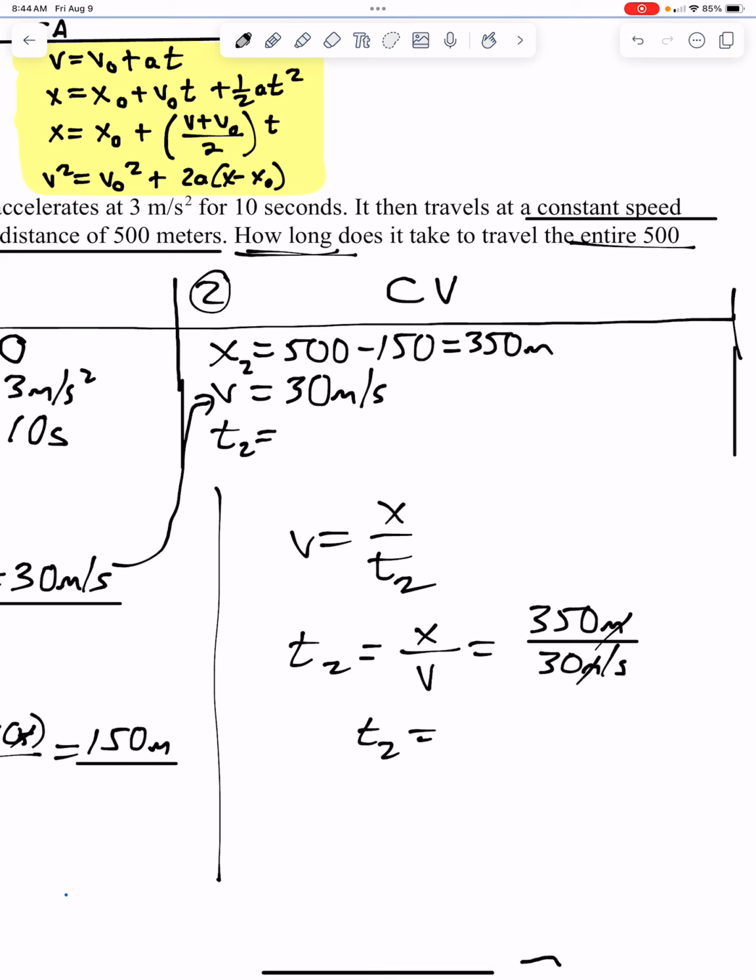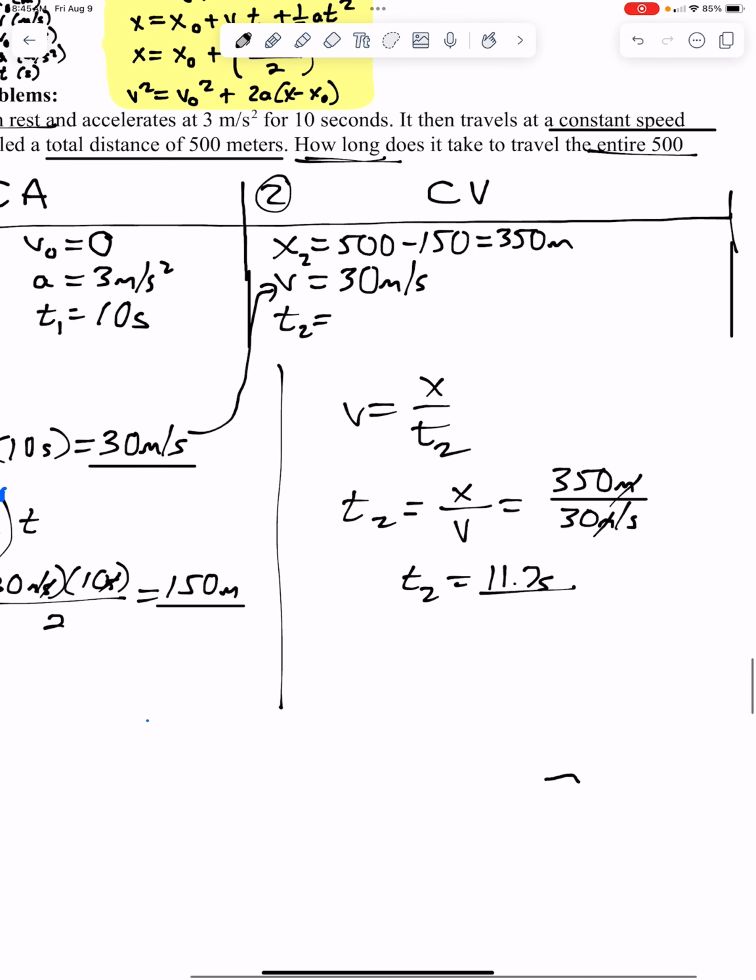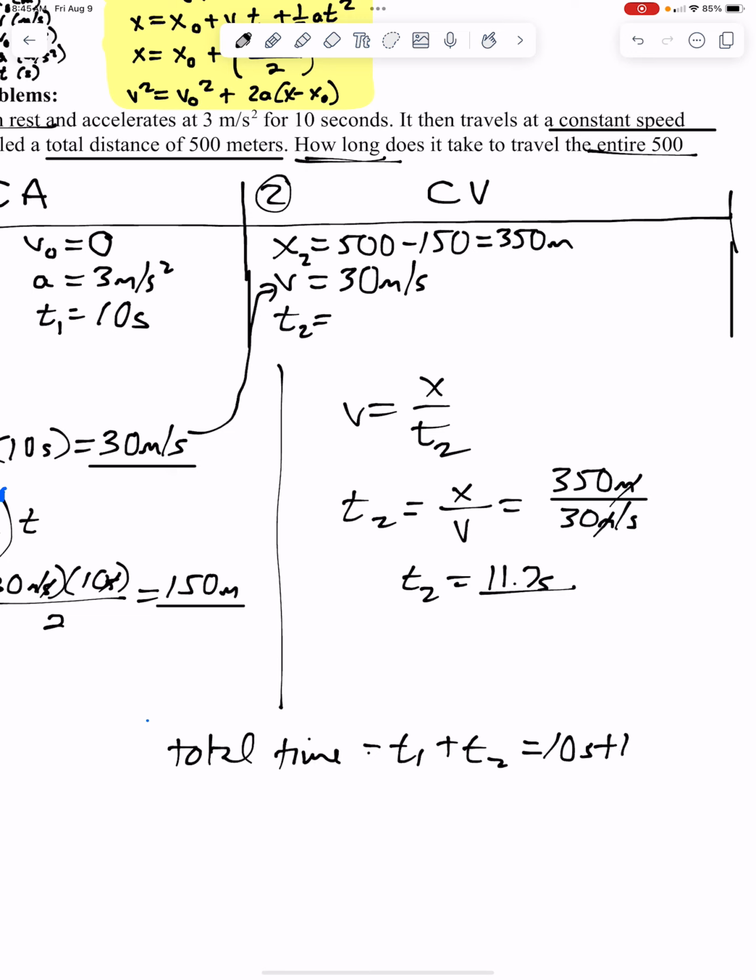Take a second to put that in your calculator, if you would, please. You should have gotten something around 11.7 seconds. Now, that's not the final answer. What that's going to help you do is get the total time. Now, the total time is going to be T1 plus T2. Got to add them up now. Which would be 10 seconds plus 11.7 seconds, or 21.7 seconds.